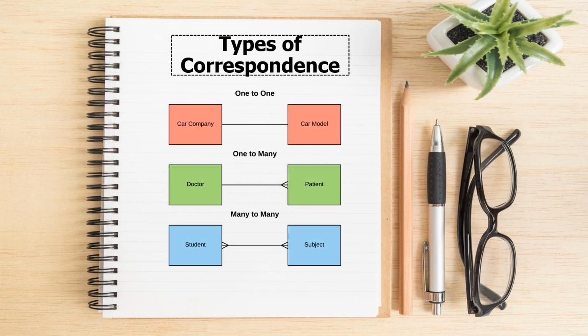For another illustration, we have one-to-one correspondence, one-to-many, and many-to-one. A car company has a unique car model. One doctor can be related to two or more patients, and two or more students are related to two or more subjects.